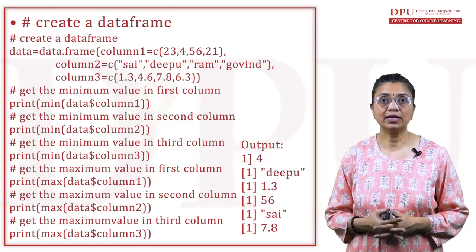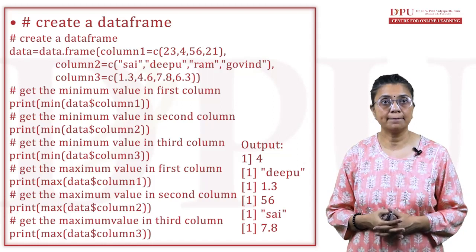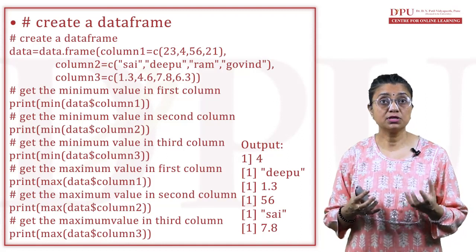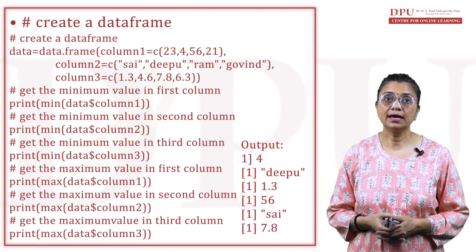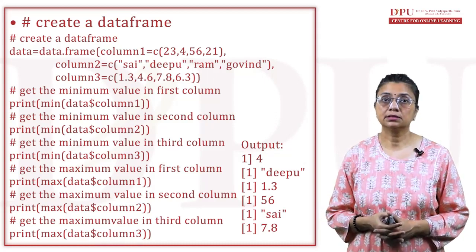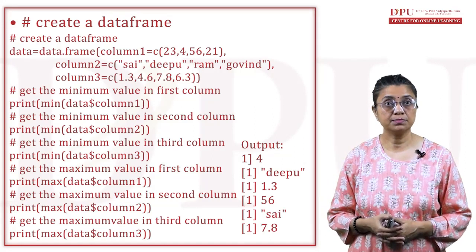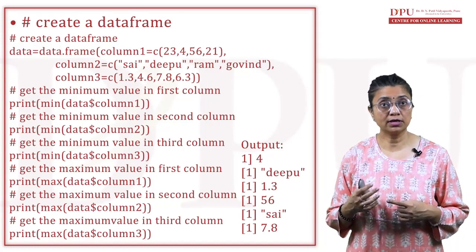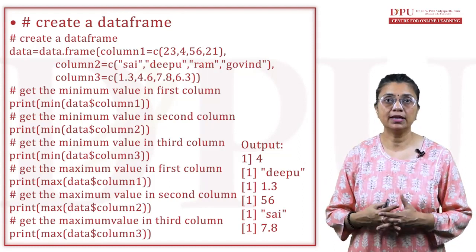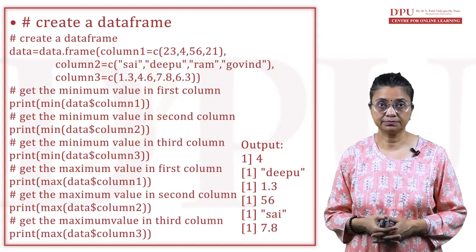Now we get the minimum value in the first column. So print, min is my function, and within min I pass data$column1. So data$column1 is what? This is the first column which I am pulling from my data. Likewise, I print min data$column2. So here I am calling column 2, or I can say I am using the $ sign to pull column 2 from the data frame data. And then the min function is working on that column 2 and printing the minimum value. Likewise, I am getting the minimum value in the third column where I print min within brackets data$column3.